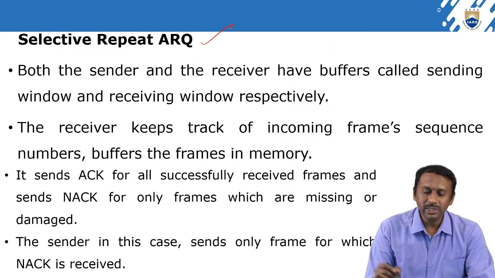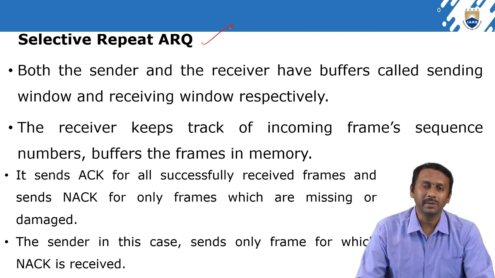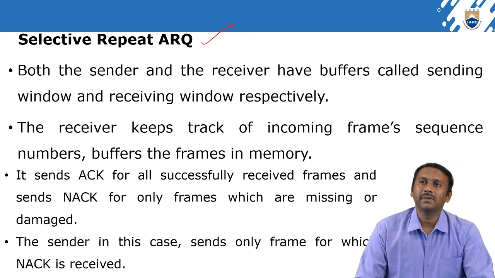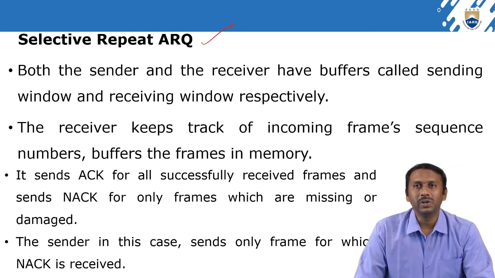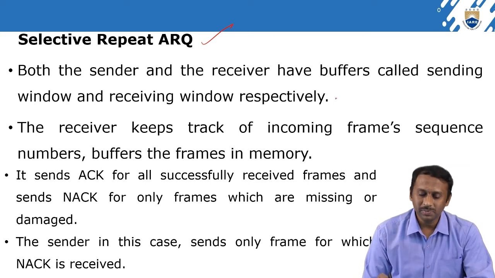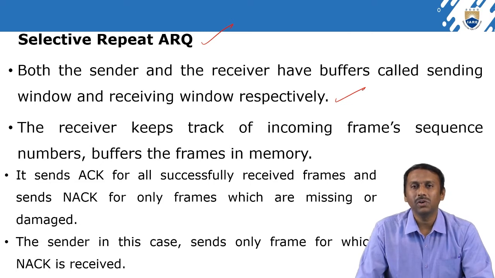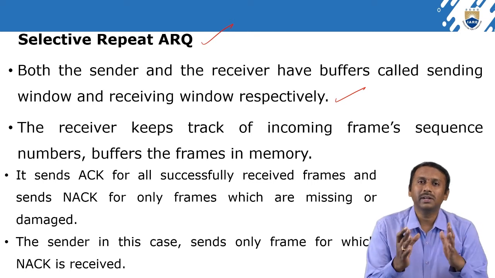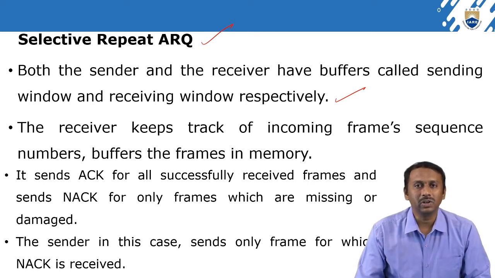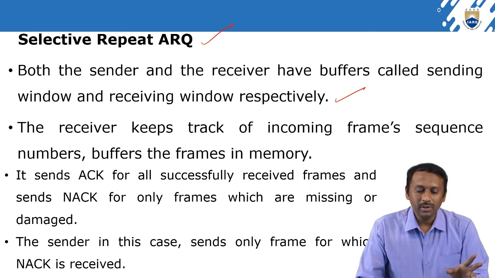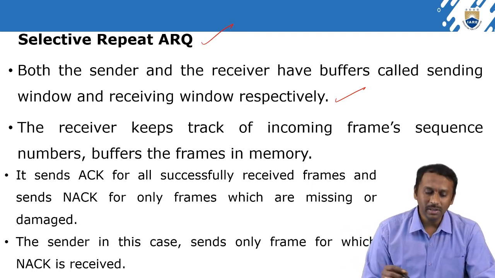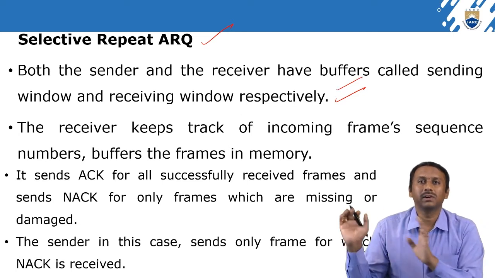Next is selective repeat ARQ. Here both the sender and receiver have buffers, called the sending window and receiving window respectively. Earlier, only the sender had a window. Assume that in our example 10 frames is the window size. Now both the sender side and the receiver side have a window of 10 frames.